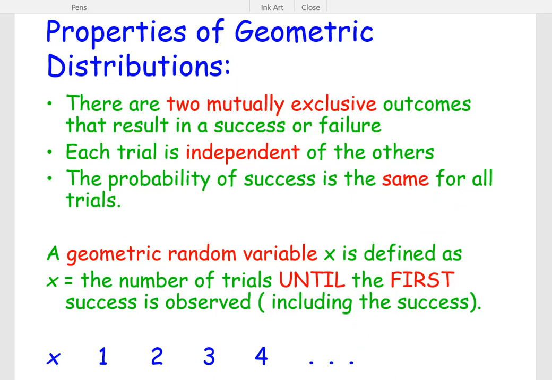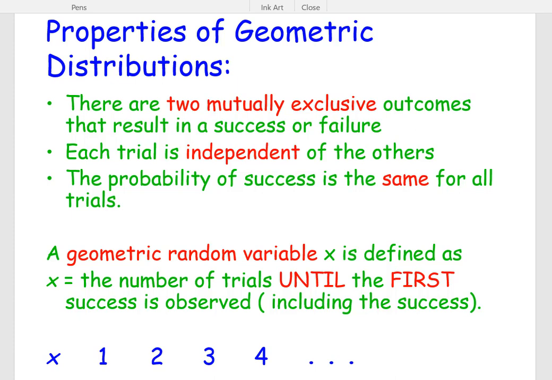So there are 2 mutually exclusive outcomes that result in success or failure, just like with binomial. Each trial is independent. So this is how it differs from the hypergeometric. In hypergeometric, the probabilities change a little bit from one trial to the next. In geometric, the probability stays the same. And that third qualification, the probability of success is the same from one trial to the next. So that's how this is different from the hypergeometric.